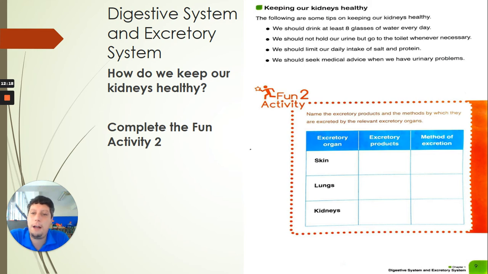I helped you with this one because it's quite difficult. So skin: excretory product, sweat; method of excretion, sweat. Lungs: excretory product, carbon dioxide; method of excretion, exhale. Kidneys: excretory product, urine; method of excretion, urethra. So that's how you fill in that activity. I've given you the answers, so it's very easy to fill in. Just try to remember them.